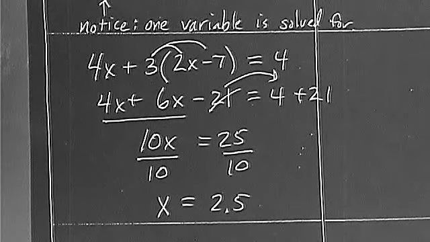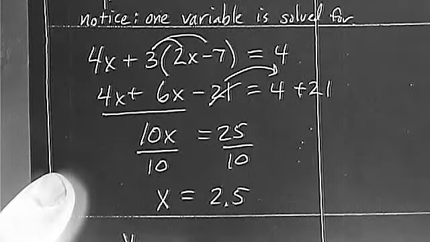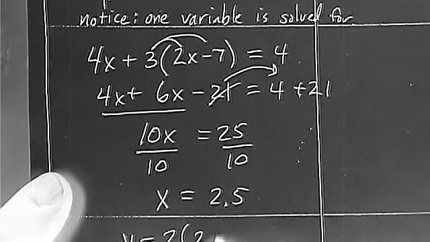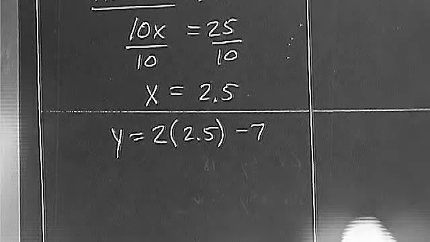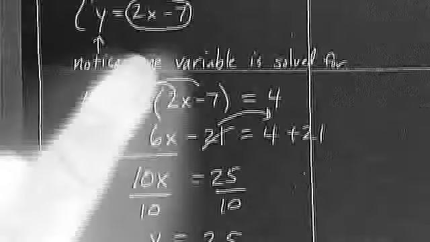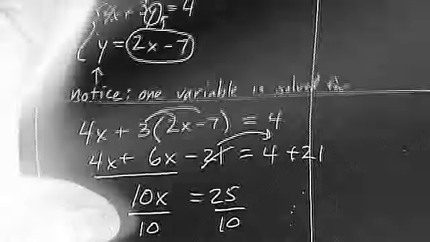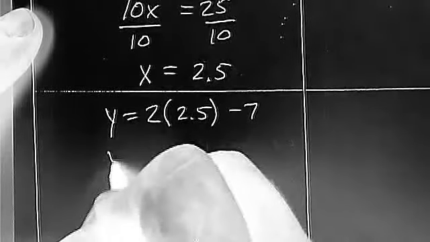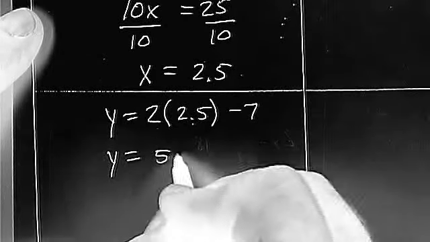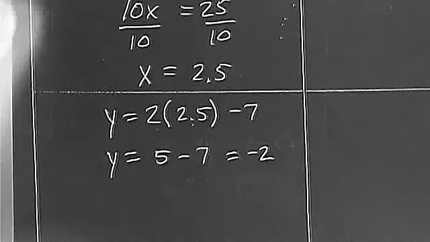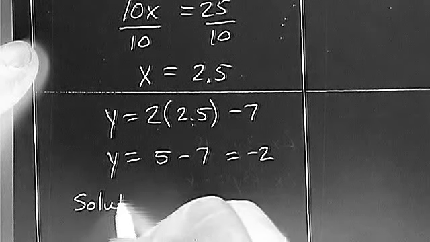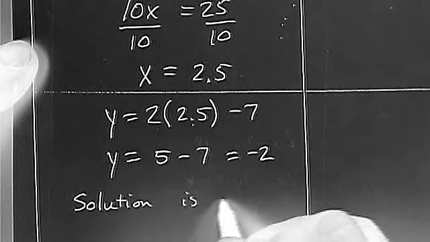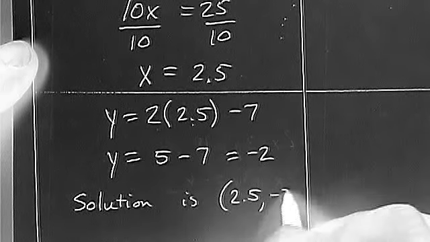Now, since we know that the x value is 2.5, we can find the y value that goes with it. So y is equal to 2 times 2.5 minus 7. What am I doing? I'm going back to the equation at the beginning that was solved for y. Remember this one? y equals 2x minus 7. Now that I know x, I can use that equation. 2 times 2.5 is 5. And I can find out that the y value is negative 2. So the solution is 2.5 comma negative 2.